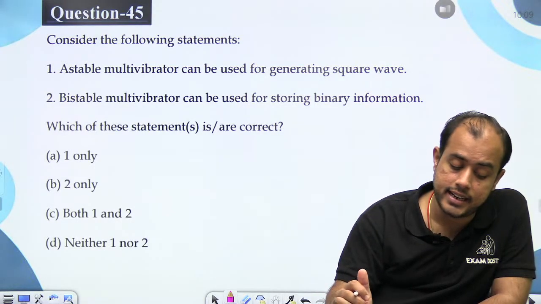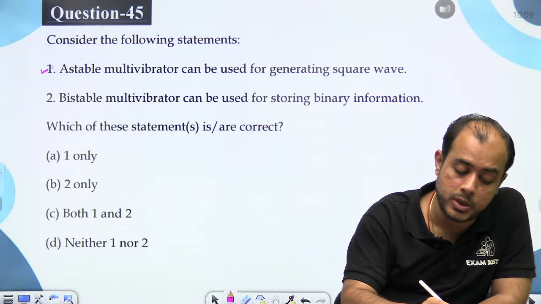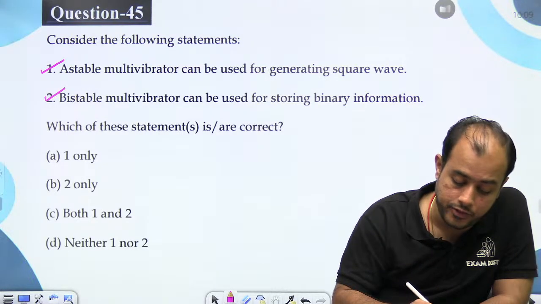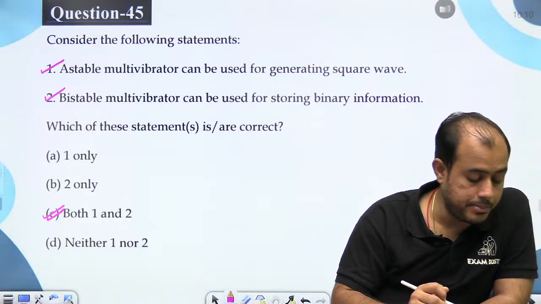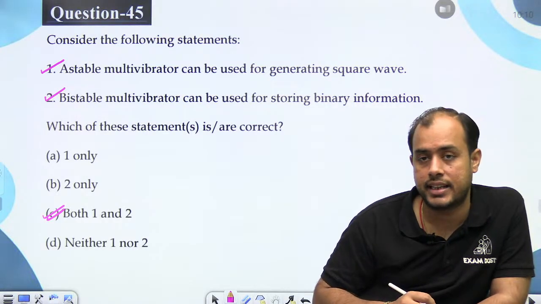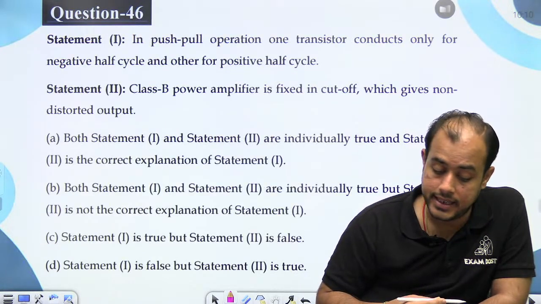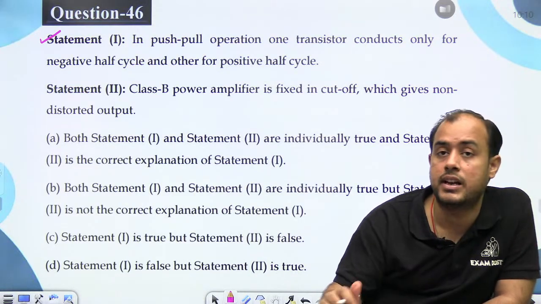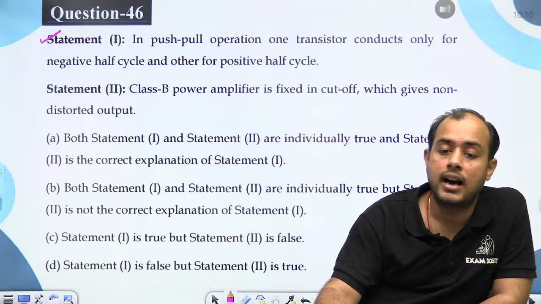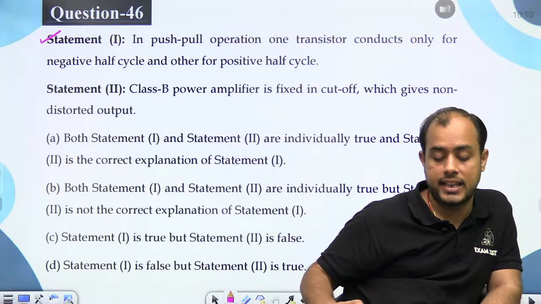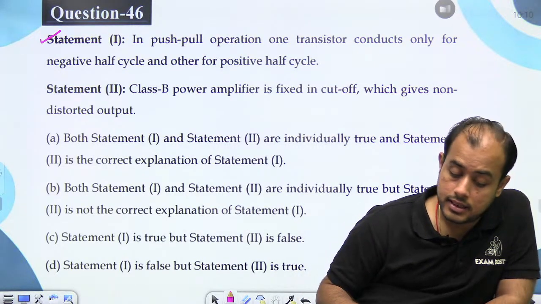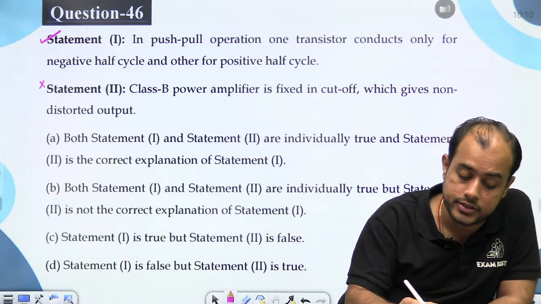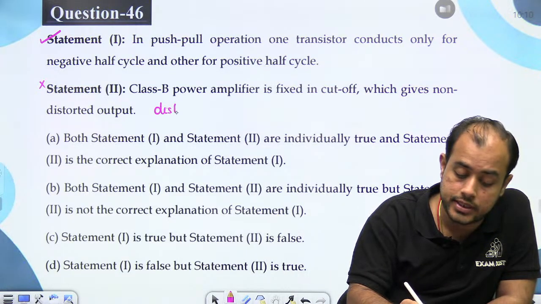ESE 2013, astable multivibrator can be used for generating square wave, bistable for storing binary information. ठीक है, bistable basically latch की तरह काम करता है. ESE 2013, in a push-pull operation, one transistor will conduct for negative half cycle, other for positive half cycle. Correct. Class B power amplifier is fixed in cutoff, which gives non-distorted output. It gives distorted output.